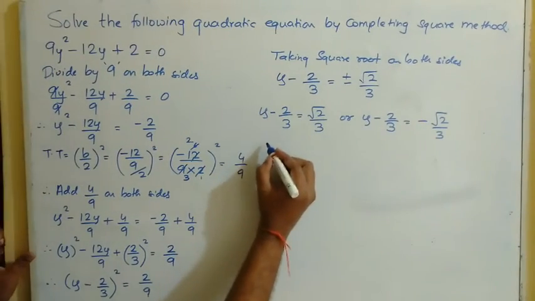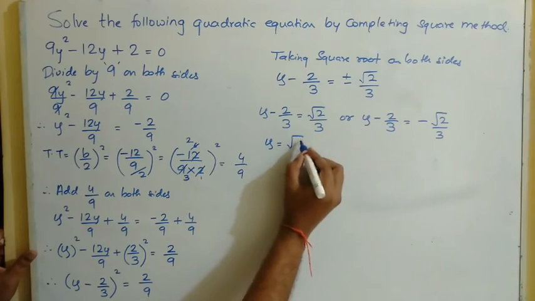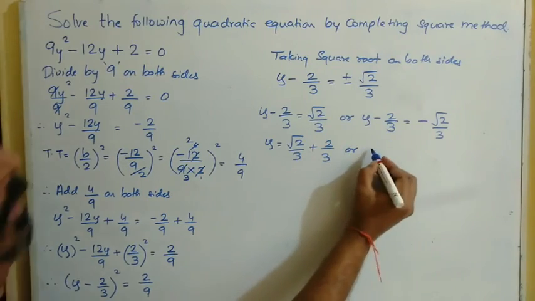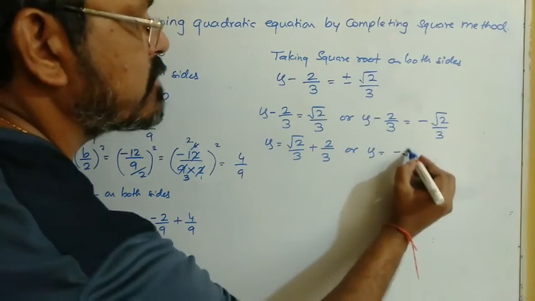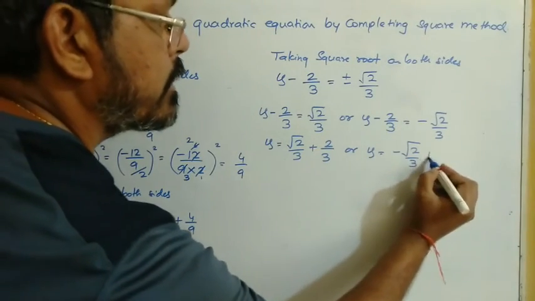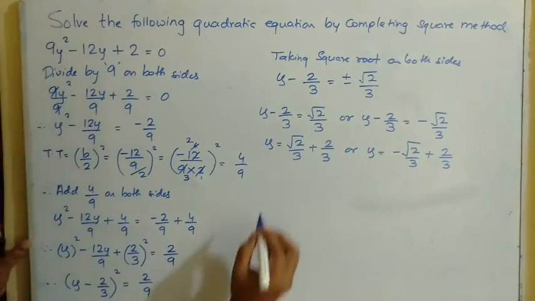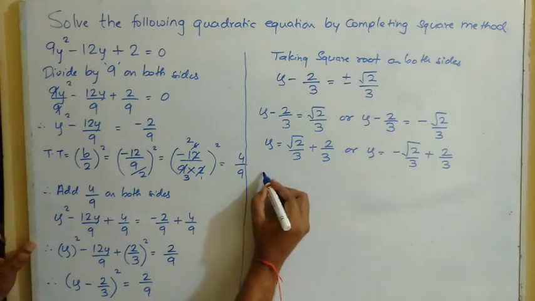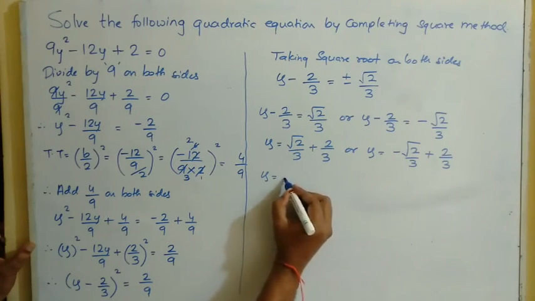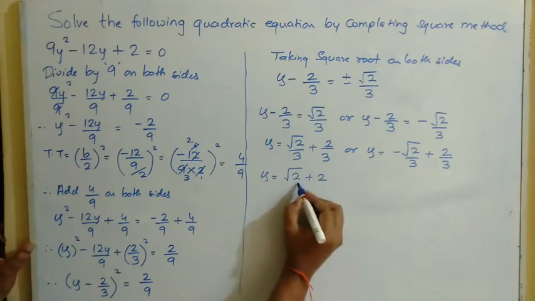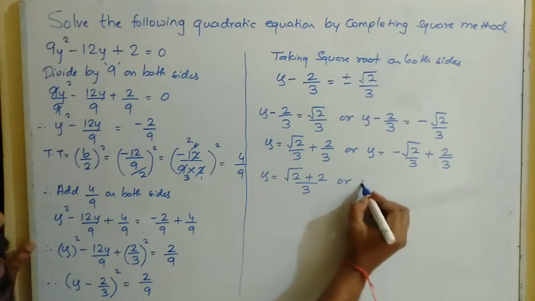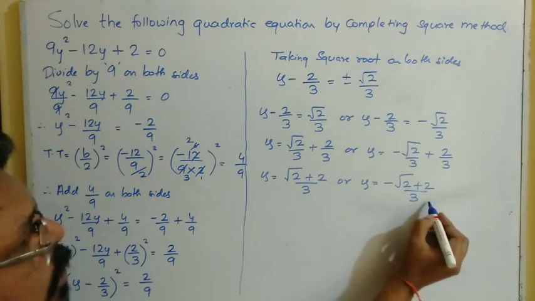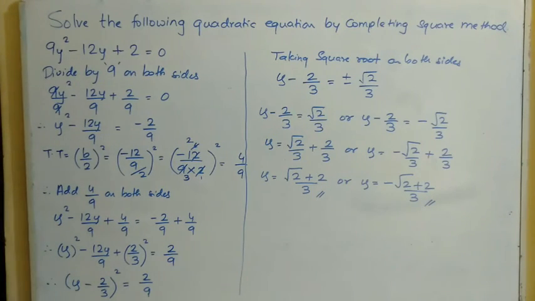So I will solve it. Here I will have y equals root 2 upon 3 plus 2 upon 3, or y equals minus root 2 upon 3 plus 2 upon 3. Now the last step, we will have y equals, denominators are same, so I can write (root 2 plus 2) upon 3, or y equals (minus root 2 plus 2) upon 3. So these are our final answers.